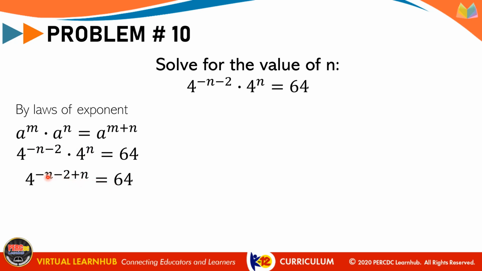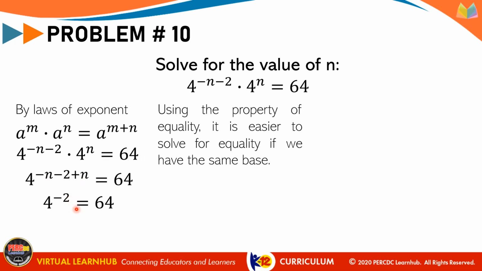And if we add negative n and positive n, that will give us 0. Leaving us 4 raised to negative 2 equals 64. Using the property of equality, it is easier to solve if we have the same base. So, let's express 64 with base 4. And that is 4 raised to 3.